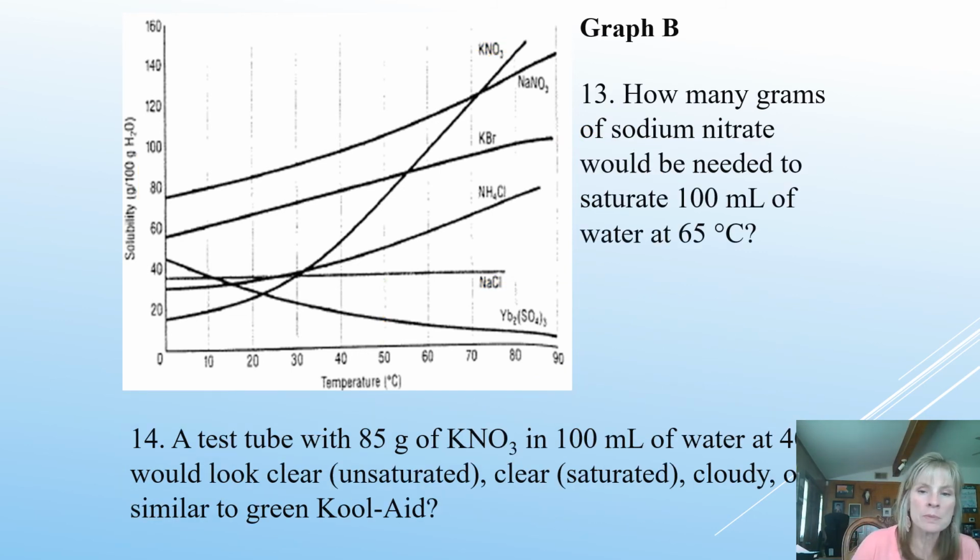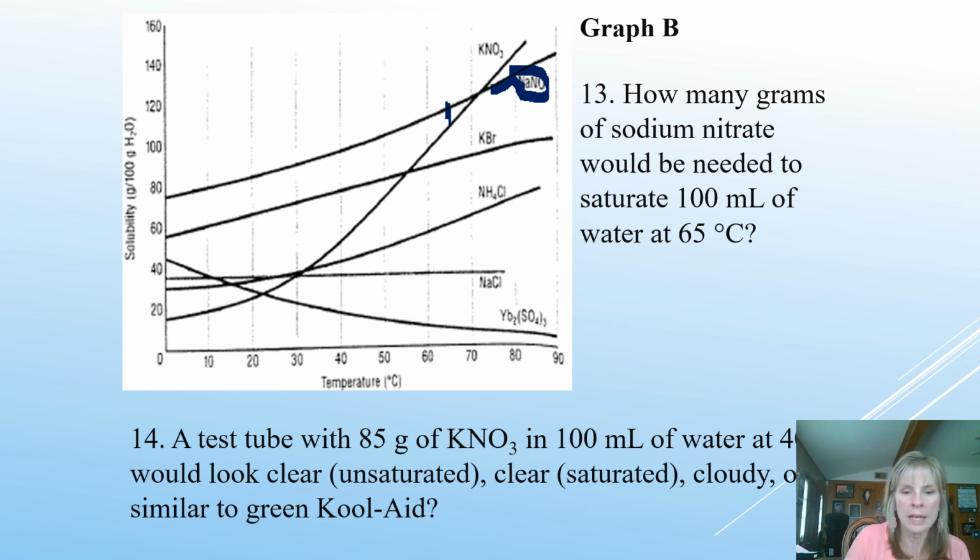Alrighty, how many grams of sodium nitrate would be needed to saturate 100 milliliters of water at 65 degrees C? Okay, 100 milliliters of water, so sodium nitrate. So let's find sodium nitrate right there. So it's this line right here. 65 degrees C, follow that up. It looks like about right there. It looks better when I don't draw the line. So sodium nitrate at 65 degrees looks like somewhere around 120 grams. You would need 120 grams of sodium nitrate to saturate the solution at 65 degrees C.